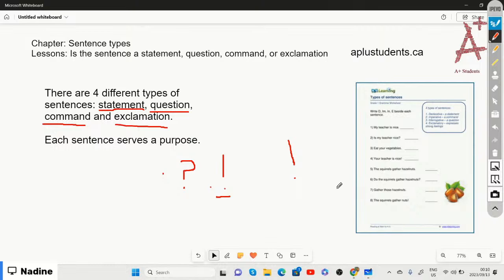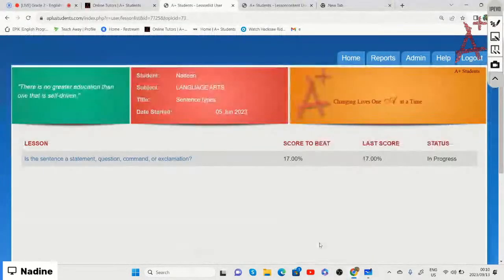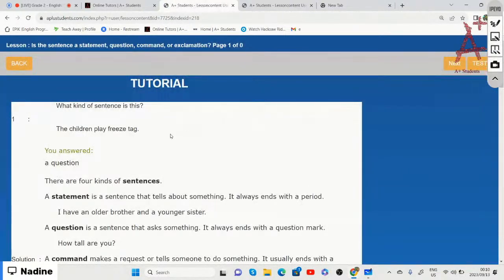Even if you are saying stop, but you are showing some form of emotion when you say it, then we end with an exclamation point. So these are the four different types of sentences. Now we're going to go to aplusstudents.ca, and the lesson that we are focusing on is: is it a statement, a question, a command, or an exclamation?